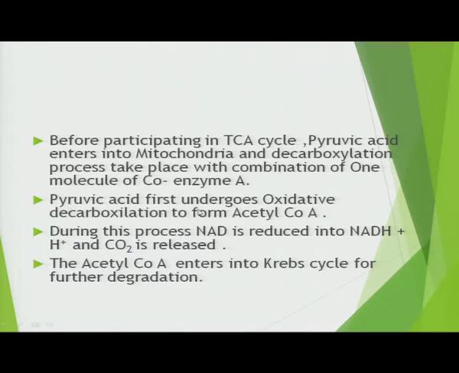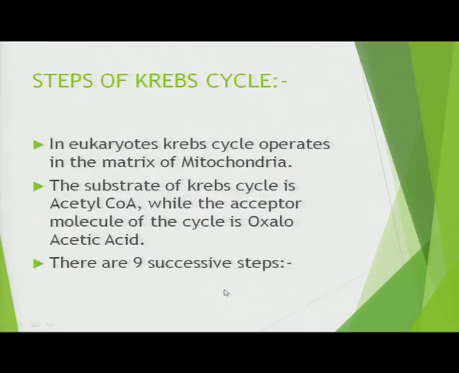Pyruvic acid first undergoes oxidative decarboxylation to form acyl coenzyme. During this process, NAD is reduced to NADH and H plus, and CO2 is released. The acyl coenzyme enters into the Krebs cycle for further degradation. Now, the steps of the Krebs cycle in eukaryotes operate in the matrix of the mitochondria.